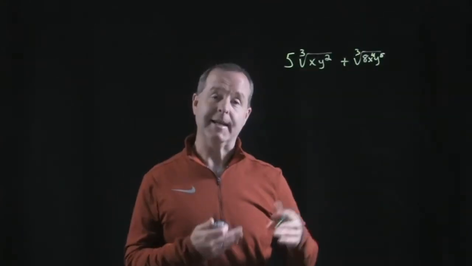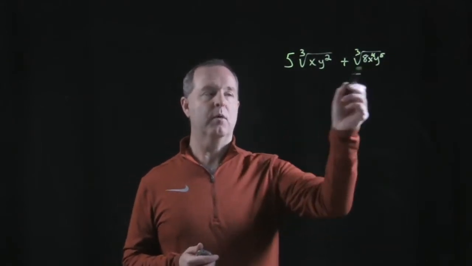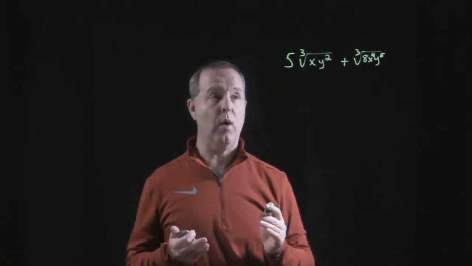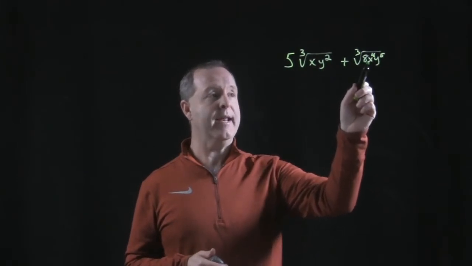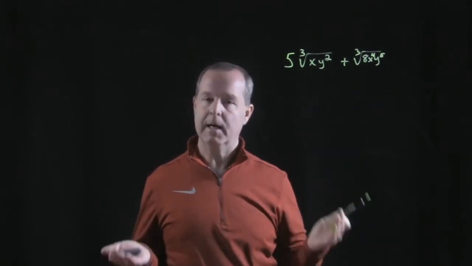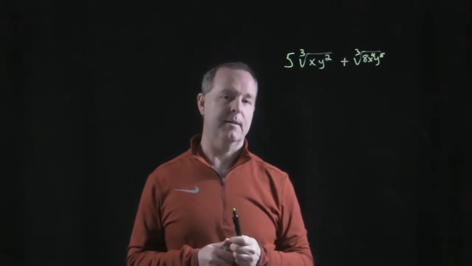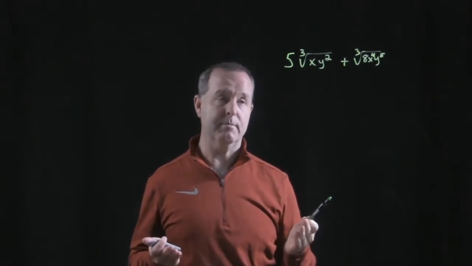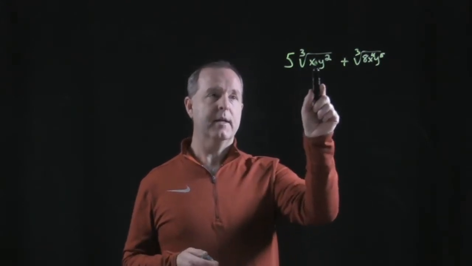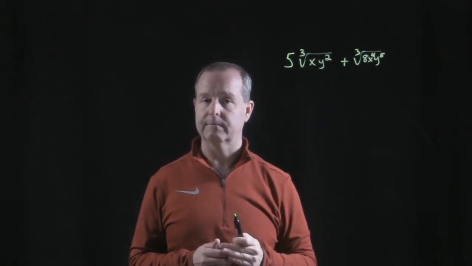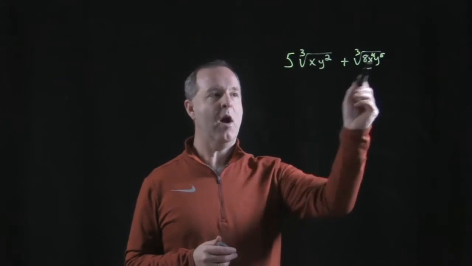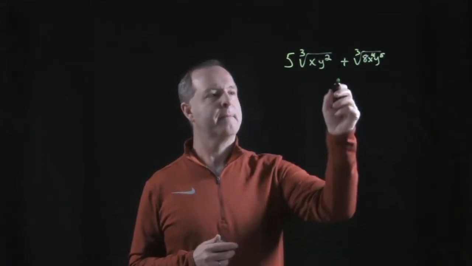Another one, we're looking at cube roots. Let's look at both terms and see if I can combine right away. This one is 5 cube roots of xy squared plus cube roots of 8x to the 4th, y to the 5th. Unlike roots, I cannot combine, so I'm going to look to see if I can simplify. The left side, are there any perfect cubes in xy squared that I can factor out? I don't see any. However, on the right side, I do.